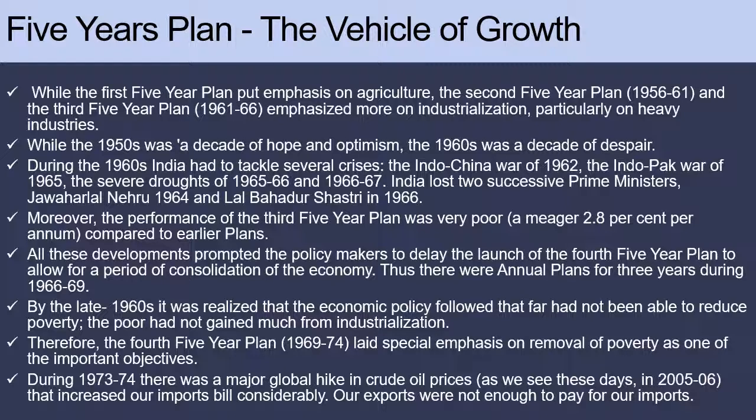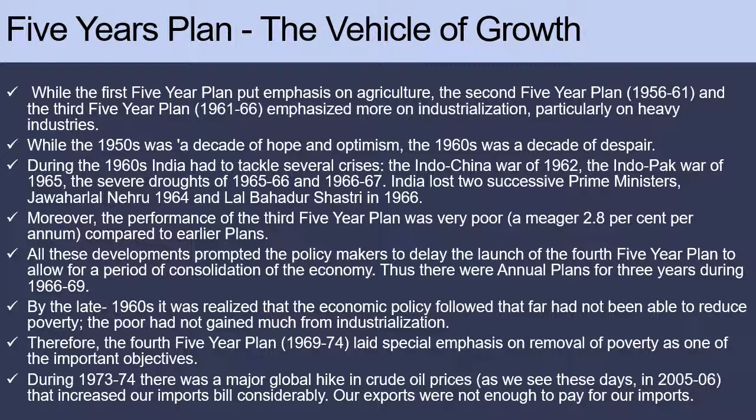During the 1960s, India had to tackle several crises: the Indochina War of 1962, the Indo-Pak War of 1965, and the severe droughts of 1965-66 and 1966-67. India lost two successive prime ministers, Jawaharlal Nehru in 1964 and Lal Bahadur Shastri in 1966. Moreover, the performance of the third five-year plan was very poor, a meager 2.8% per annum, compared to earlier plans. All these developments prompted the policymakers to delay the launch of the fourth five-year plan to allow for a period of consolidation of the economy. Thus there were annual plans for 3 years during 1966-69.